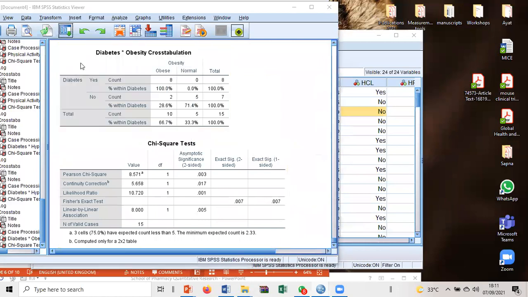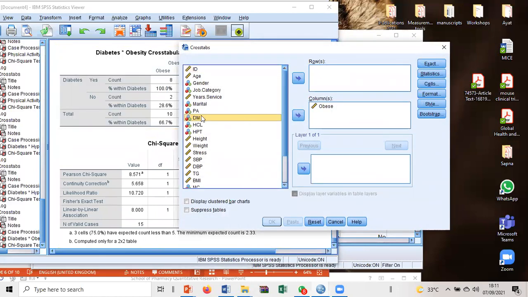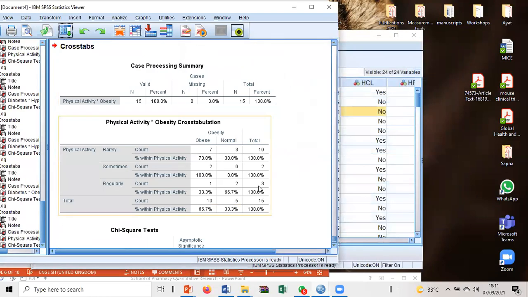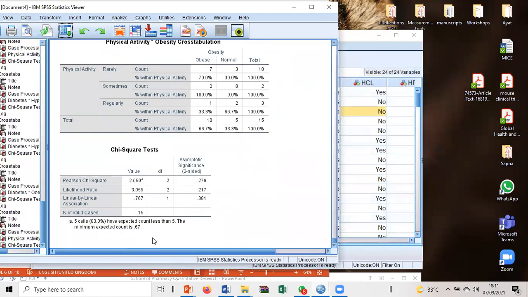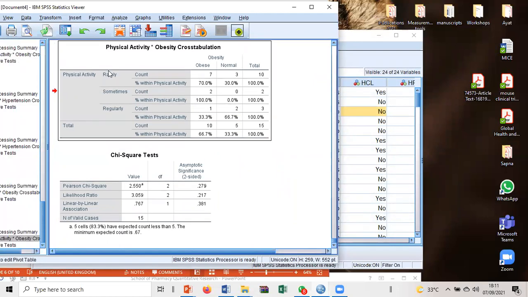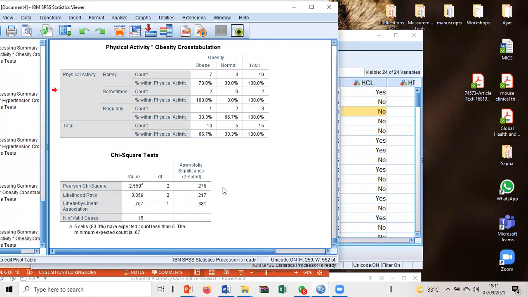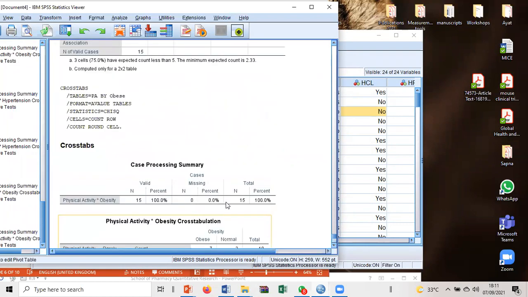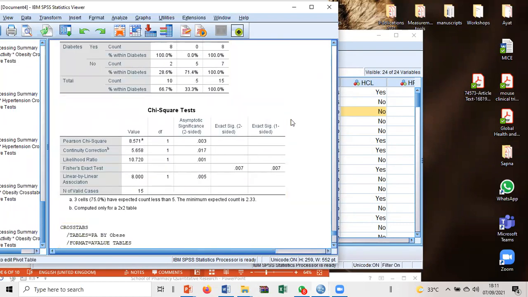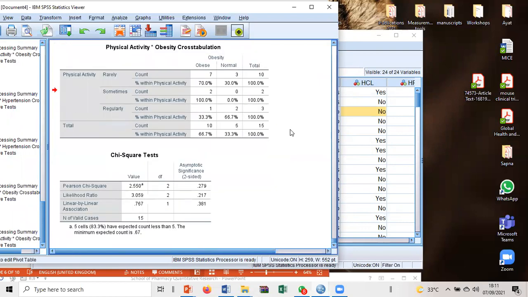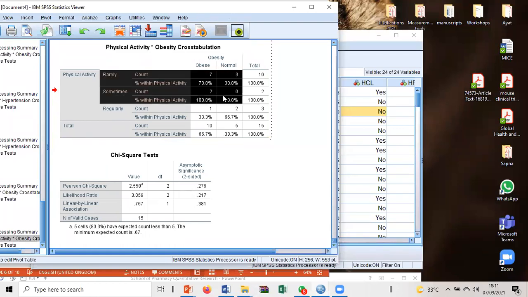Sometimes it's possible you may have this situation. Cell count's very small. That's not valid. Then what do you do? Maybe you collapse these two, combine these two. There's no exact test here. The exact test is only for 2 by 2. For small sample sizes, preferably bring them to 2 by 2. Rarely, sometimes add together, regularly by itself.